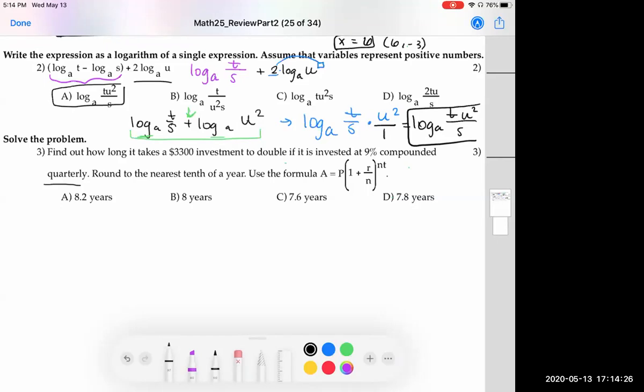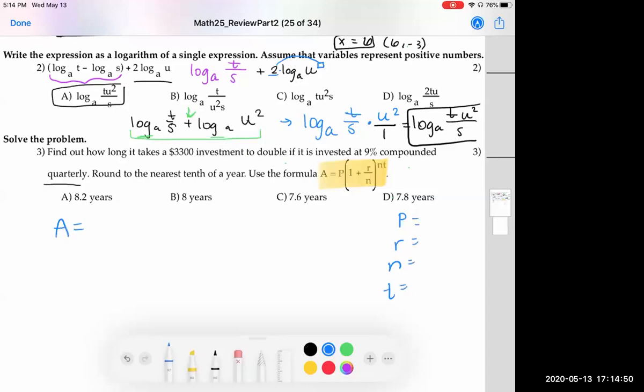And I like this one because you have your formula, right? You're not thinking, oh, which one is this again? So you just have to go ahead and plug in those values. So we have A is equal to, and now I have to find those values: P, R, N, and T.